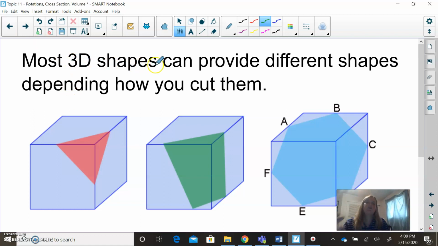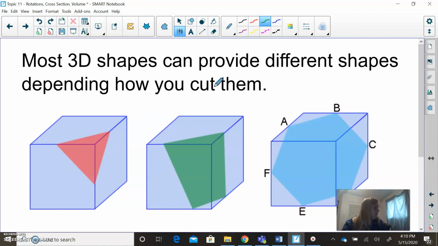Most 3D shapes can provide different shapes depending on where you cut them. So you don't always cut up and down. Sometimes you cut slanted. Sometimes you have to cut wood slanted to put it together. When you build furniture and you want to create this perfect edge, they're generally cut at an angle, so they fit together perfectly.